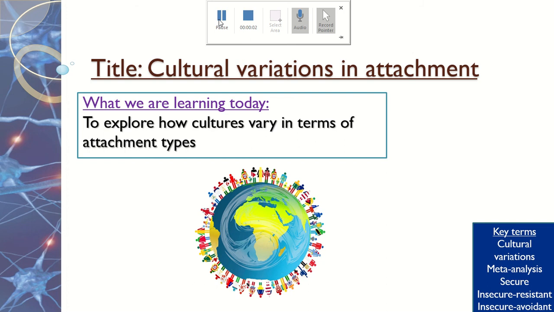Hi everyone, so today we're going to be looking at cultural variations in attachment. This follows on from your work on the strange situation on Ainsworth, so you need to make sure that you're confident and comfortable with explaining Ainsworth's research, explaining what the three types of attachment are, and explaining the process of the strange situation. If you're not, make sure you go and look at that first before moving on to this topic.